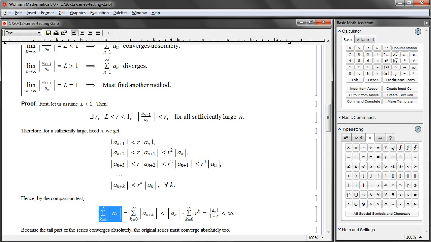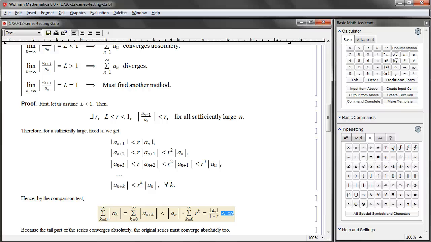The tail part of the series, k going from n to infinity, is overestimated by the starting quantity times r to the k power. But this one is a geometric series, so it's bounded. So what do we get? This sum of absolute values is bounded. And then how about the head part? That's finite all the time. k is running from 1 to n. That's just finite sums, so that's bounded too.